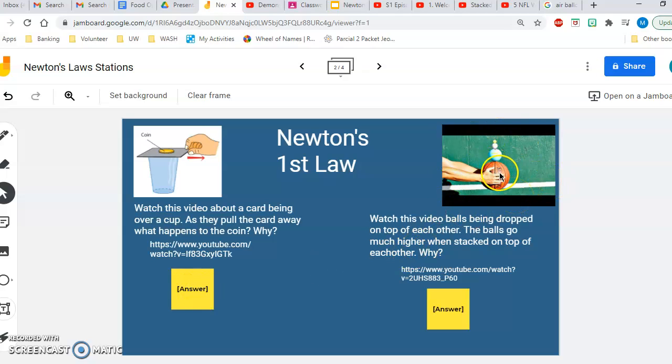The same thing with this one. If you guys have maybe a soccer ball and a tennis ball, please go try this and try to put them on top of each other and then see if you can get them to bounce up in the air higher than they would just on their own. If not, you guys can watch this video. The link is right here. And then answer the question, why do the balls go much higher when they're stacked on top of each other, right in our sticky note.